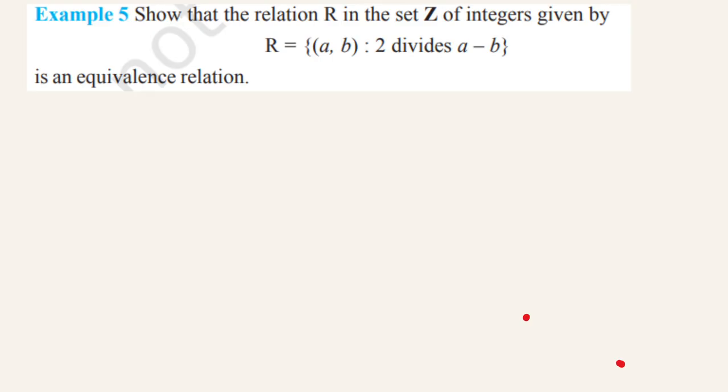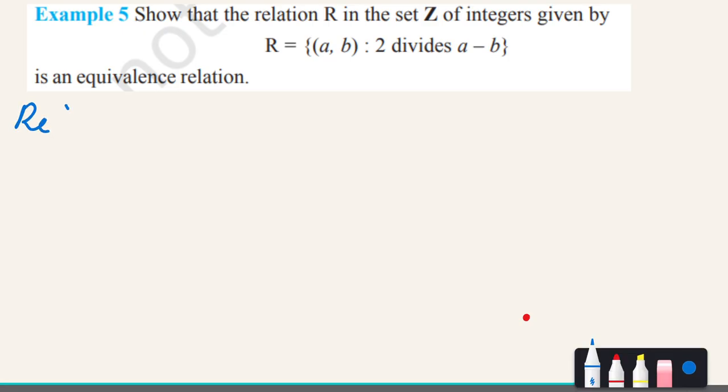Okay, next it is the fifth example from the textbook. Show that the relation R in the set Z, meaning the set of integers, given by R equal to the ordered pair A, B such that 2 divides A difference B, is an equivalence relation. So reflexive means we need to check reflexive first. So first you have to write the condition. Before that we can just rearrange this one.